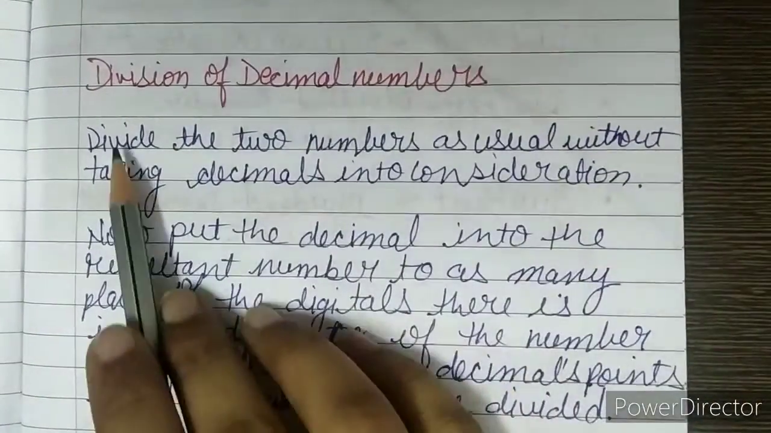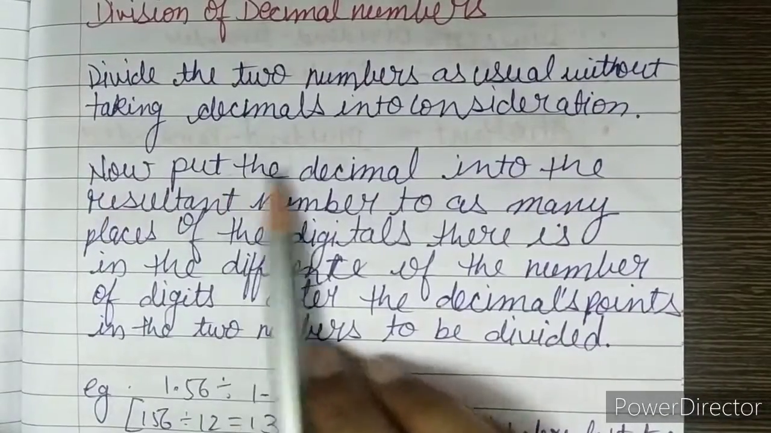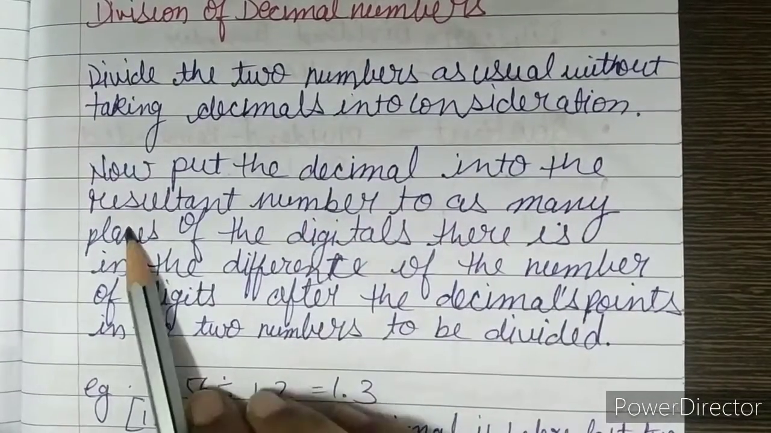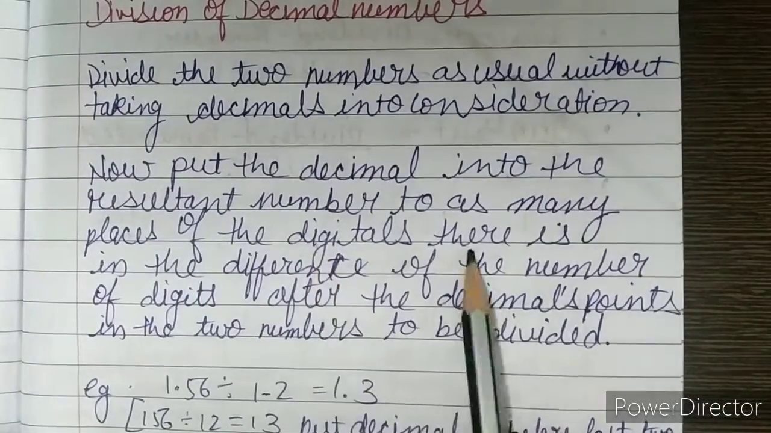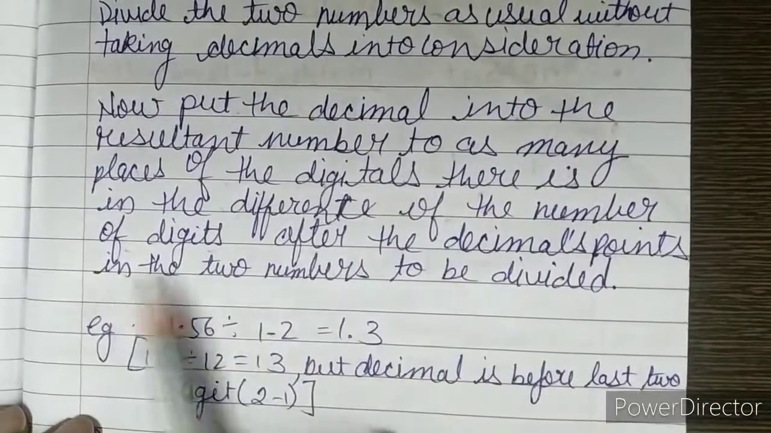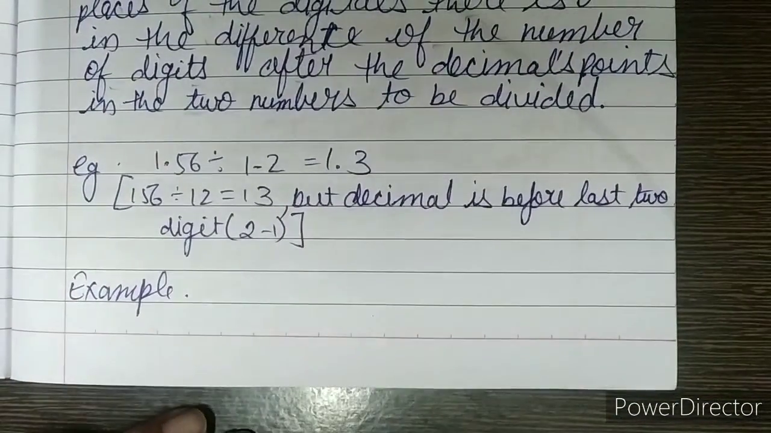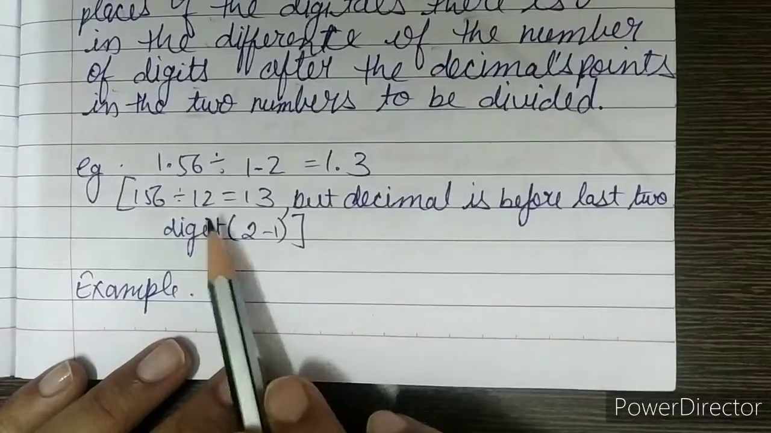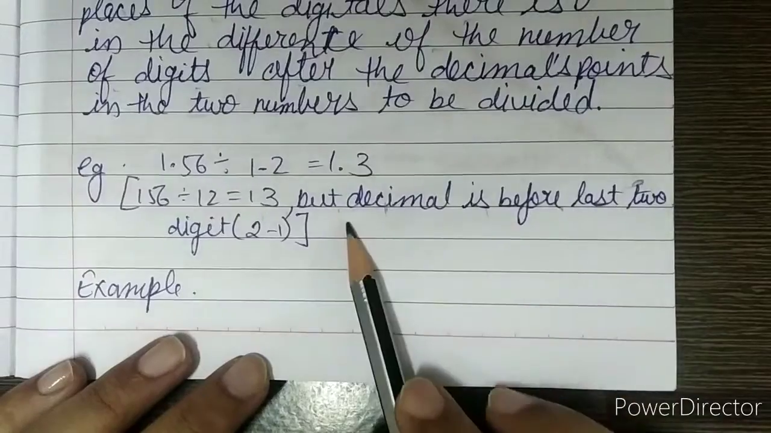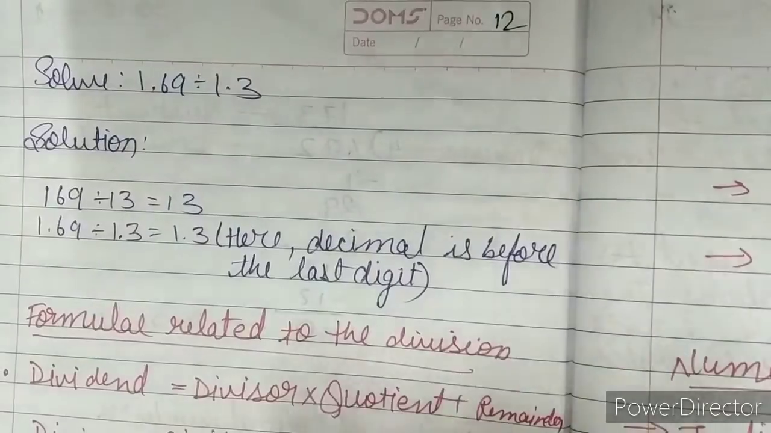Division of decimal numbers. Divide the two numbers as usual without taking the decimal into consideration. Now put the decimal into the resultant number, to as many places as the difference of the number of digits after the decimal point in the two numbers being divided. The example is this. If 156 is divided by 12, it equals 13, but the decimal goes before the last two digits, 2 minus. You can see the example.